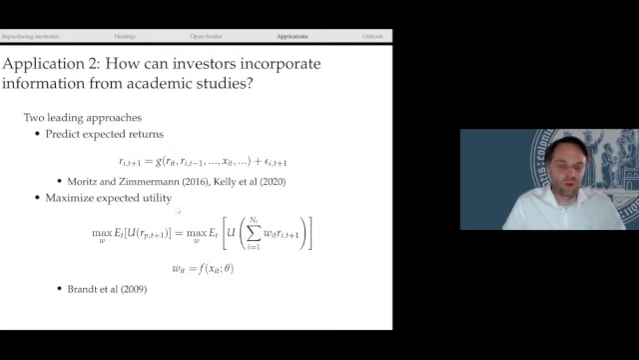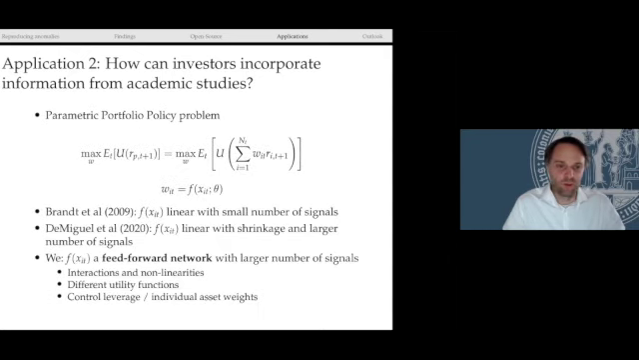And what we do in current work is we combine these two ideas. So let me show you how we combine this. This equation is the same as on the previous page. This is also called the parametric portfolio policy problem. In the original Brandt paper, this function f here is just a linear function with a small number of signals, with 3 signals. So there are 3 parameters that I have to estimate.